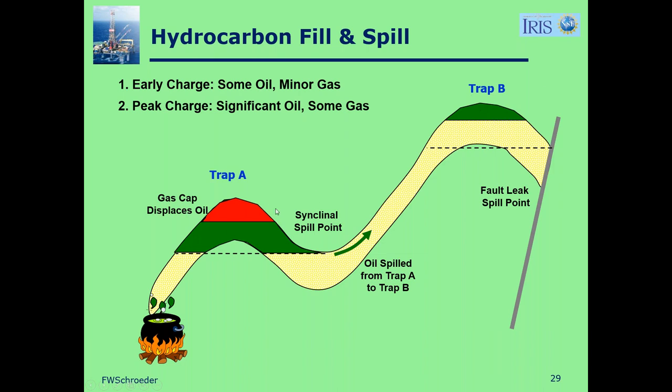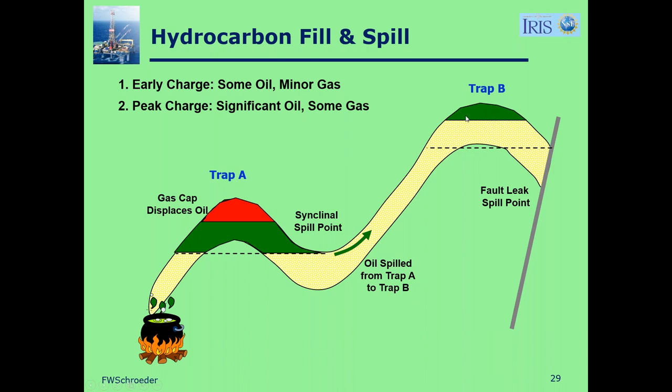And since gas is least dense and it likes to be highest, the gas is preferentially going to be trapped, the oil is going to be spilled. So what will spill to trap B is oil with perhaps a little bit of dissolved gas, and we can start to infill trap B.